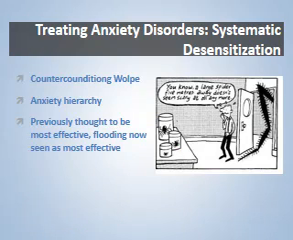Systematic desensitization is the first intervention we'll talk about that's based upon Wolpe's counter-conditioning. This was an application of reciprocal inhibition for eliminating anxiety responses. So what they do is they hierarchically arrange anxiety-evoking events and pair it with relaxation.